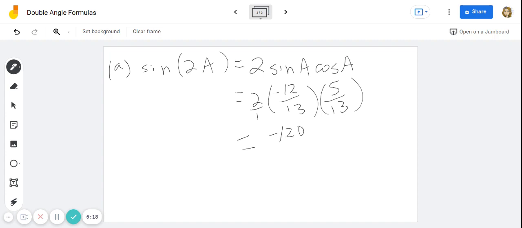And on the bottom, 13 times 13, 169. Does not reduce, so negative 120 over 169 is the sine of 2a. And again, no calculator needed. We could do all that using just our right triangle and getting those values and then plugging in.